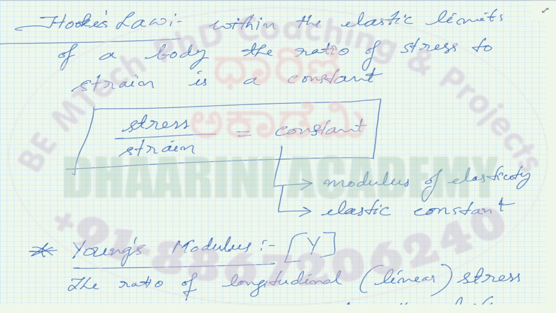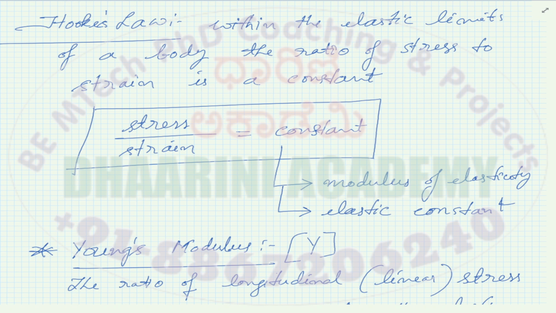Now, when we take a ratio, we get a constant, and that constant has several names. One of the names given to that constant is modulus of elasticity. Otherwise, you can also call the same constant by another name, which is elastic constant. So we can use these two names. Depending on what type of stress you are generating inside a body, divided by what type of strain, you have different names given to the constant.